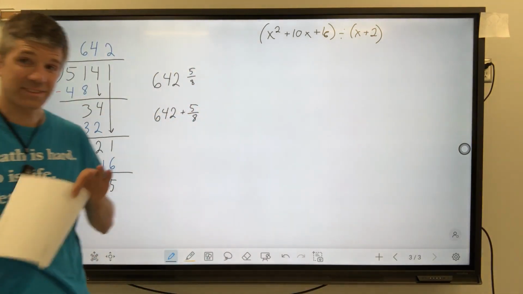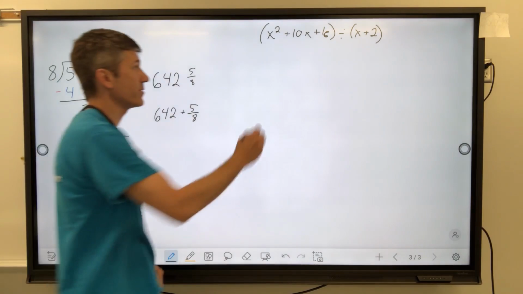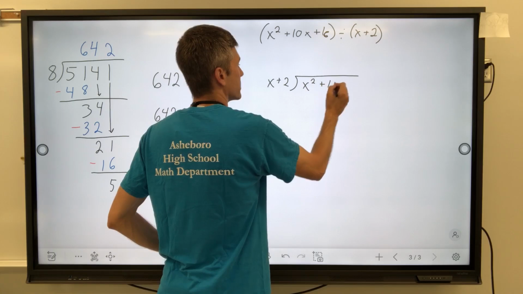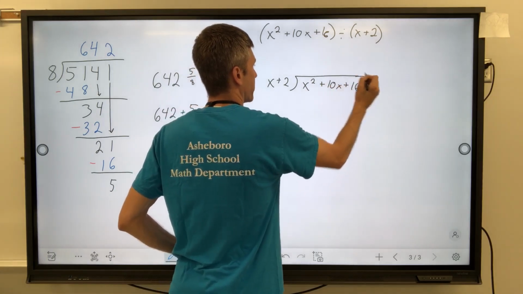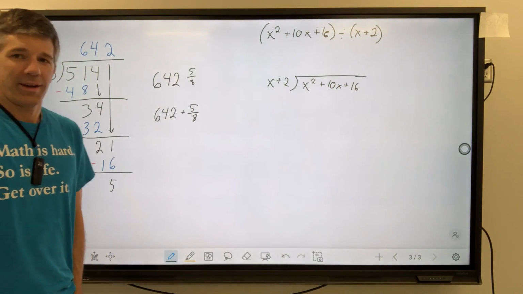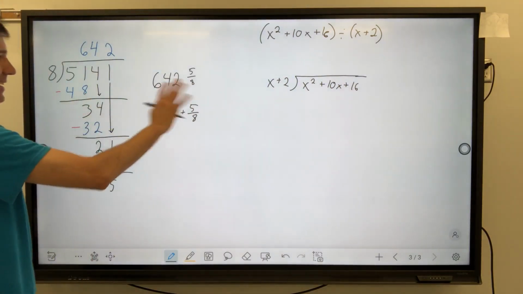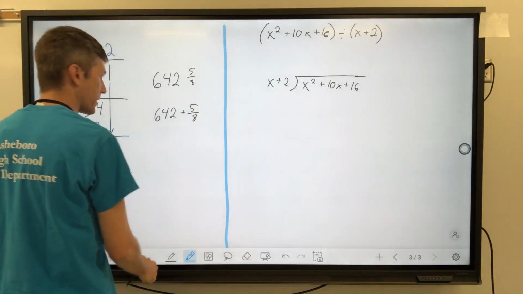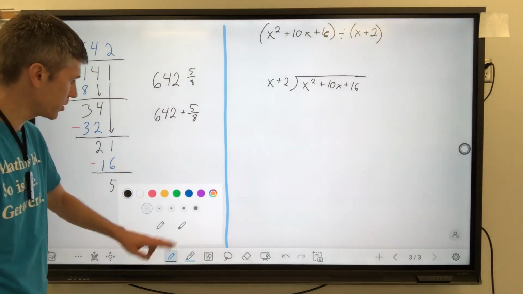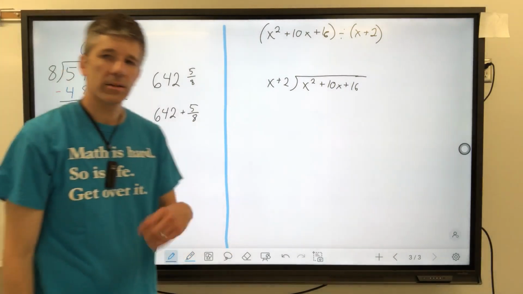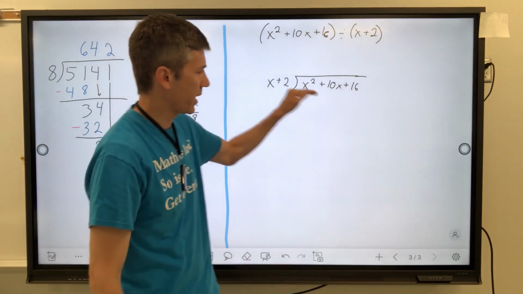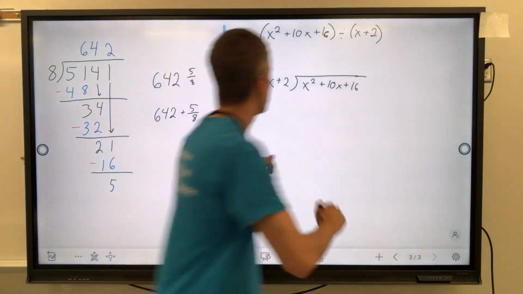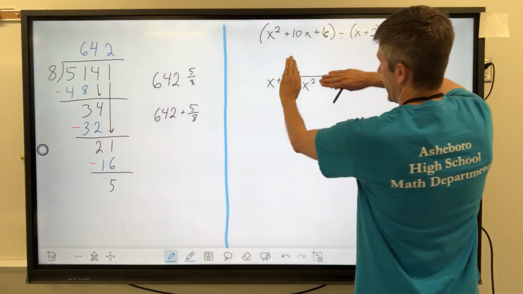So we're going to write this the same way. And we're going to have x plus 2, and it's going to go into x squared plus 10x plus 16. Okay. Oh boy. We're going to use this as a guide to help us with that. Let's separate the two. There we go. And we will start with blue. Okay. You might look at this and say, how many times does x plus 2 go into x squared? And things get all confusing. We're just going to deal with the first term here and the first term there. So how many times does x go into x squared?